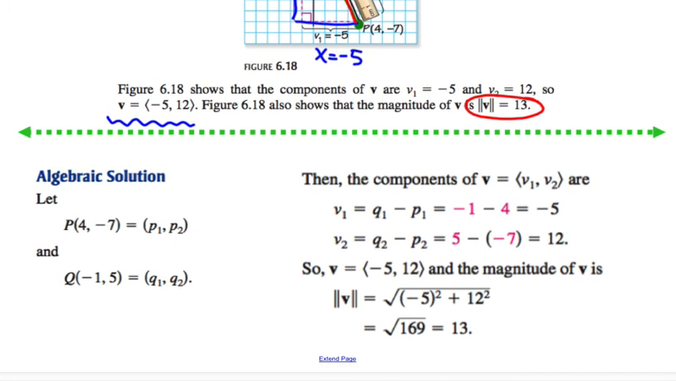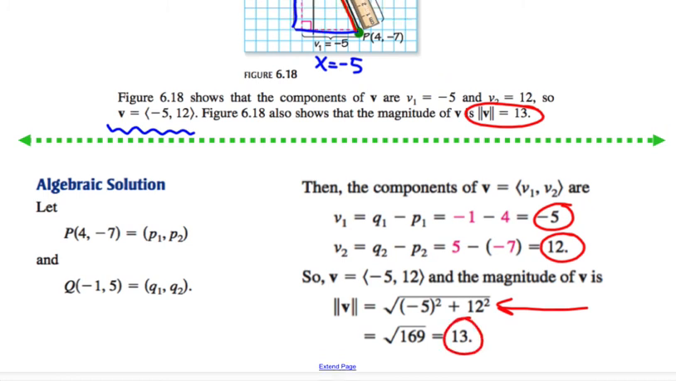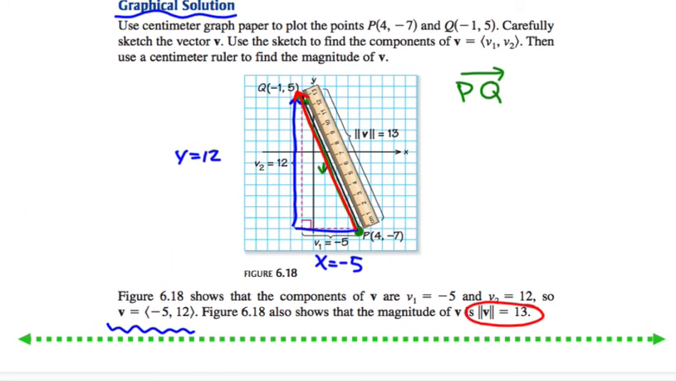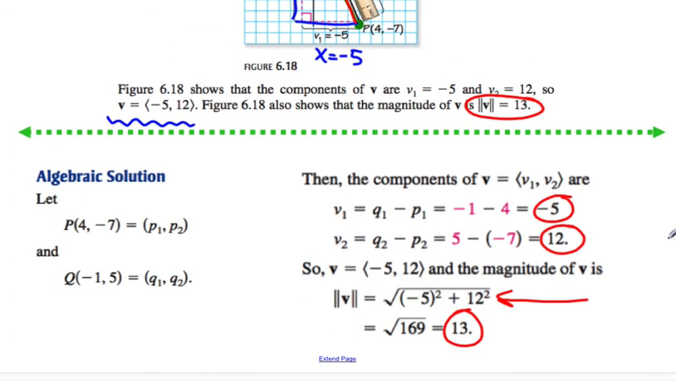Now below this green line is just the algebraic solution, finding the distance from the x change and the y change. So this is subtracting them and subtracting them to get -5, 12. And this is showing that distance formula to get you 13. So again, above this green line shows you it graphically, below is algebraically.